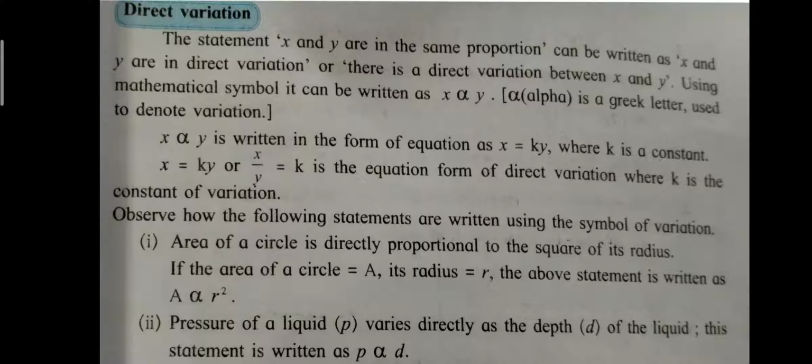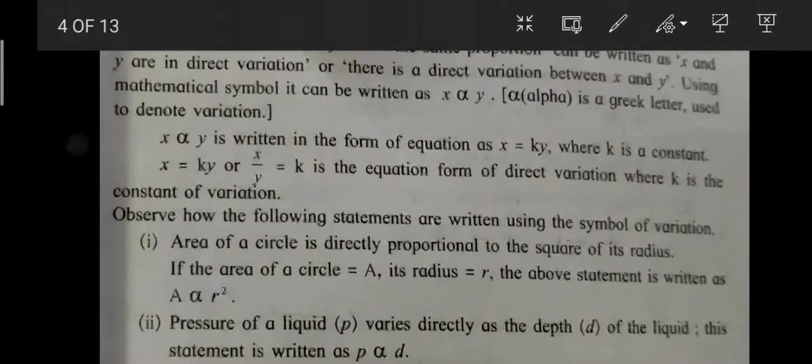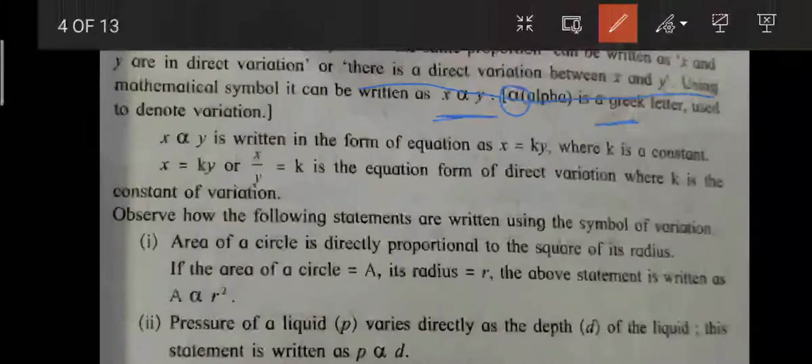Now the statement x and y are in the same proportion can be written as x and y are in the direct variation, or there is a direct variation between x and y. And in the mathematical symbol, it can be written as x is directly proportional to y. Here we have the alpha. Alpha is a Greek letter which is used to denote the variation.